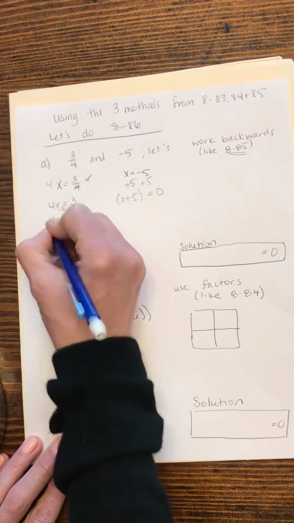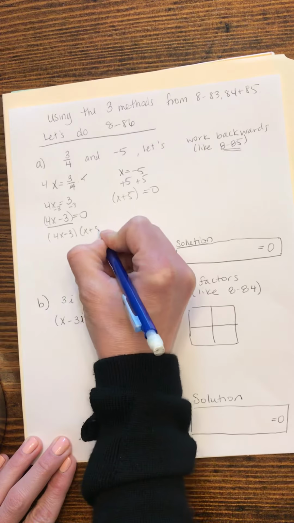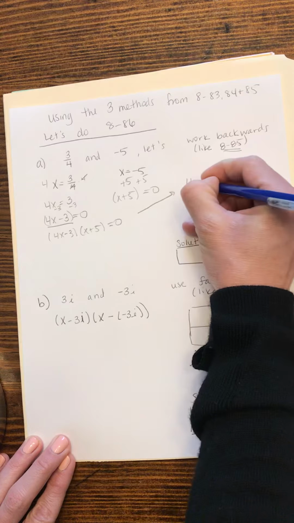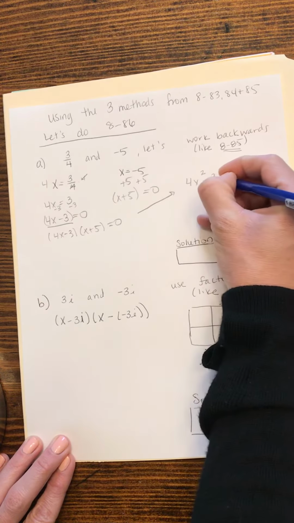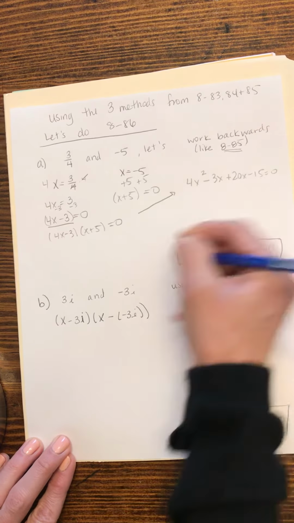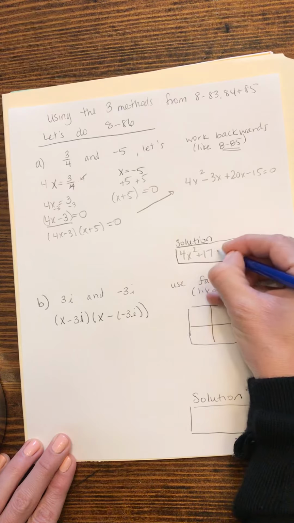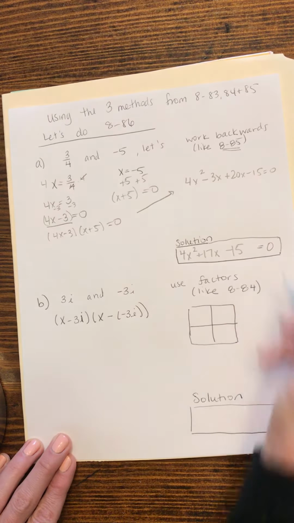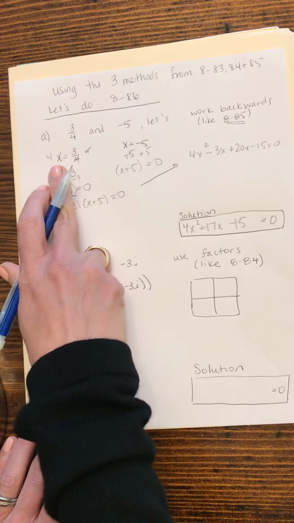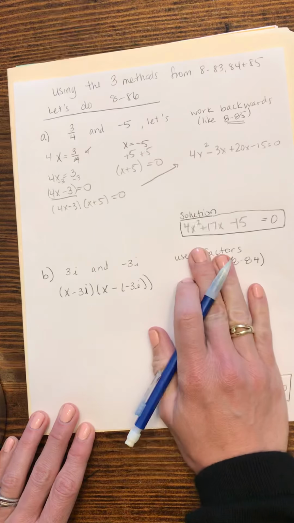So now to get the quadratic, we just need to take 4x minus 3 times x plus 5 and set that equal to 0. So when I multiply this out, I get 4x squared minus 3x plus 20x minus 15. So then my final answer is 4x squared plus 17x minus 15 equals 0. So that was just working backwards, setting x equal to those numbers, undoing it to set that factor equal to 0, and then multiplying it out.